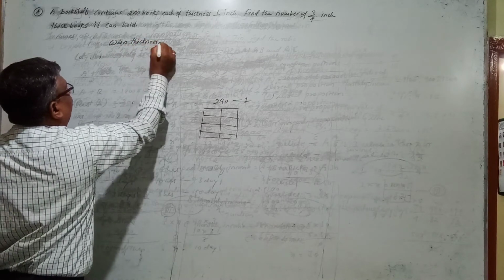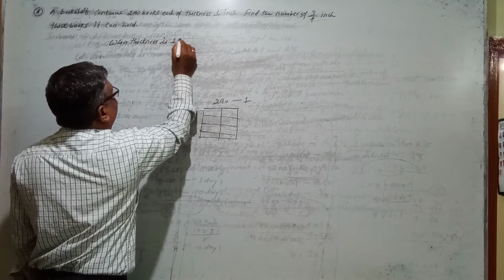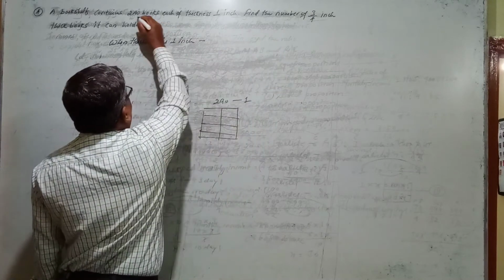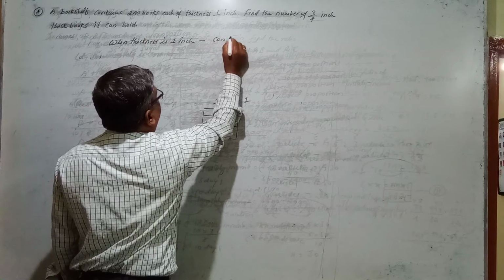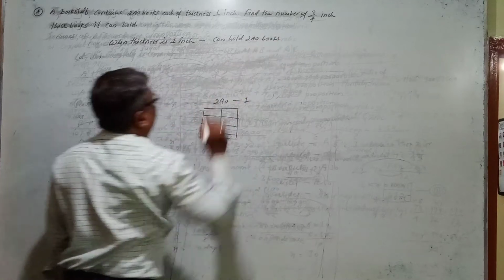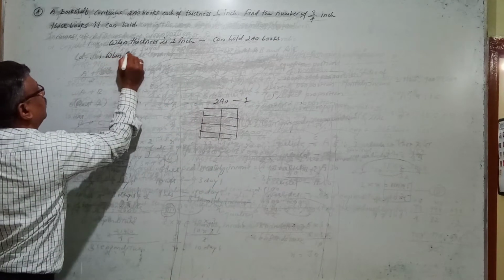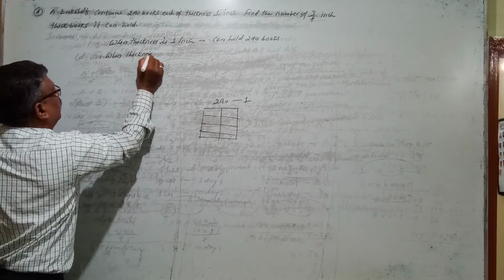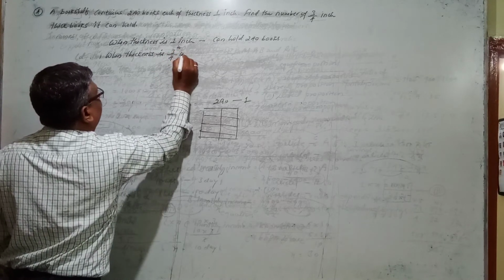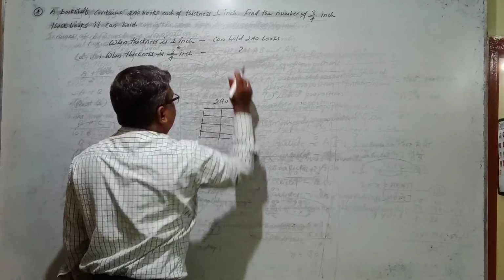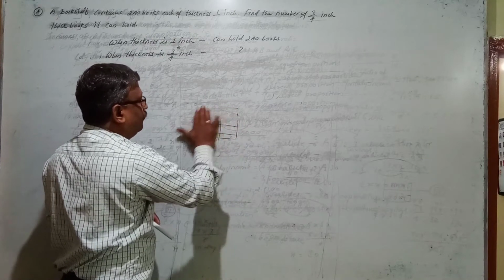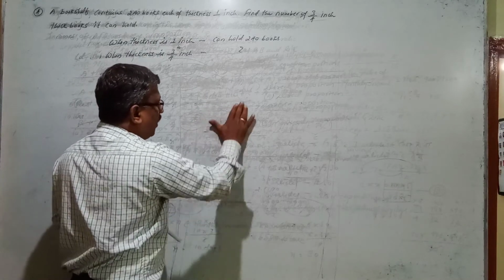How do you put the equation here? When the thickness is 1 inch, how many books can it hold? It can hold 240 books. The question is, when the thickness is 3/4 inch, how many books can it hold? How many books can we keep in that bookshelf, that we have to find. So like this you have to put the equation.